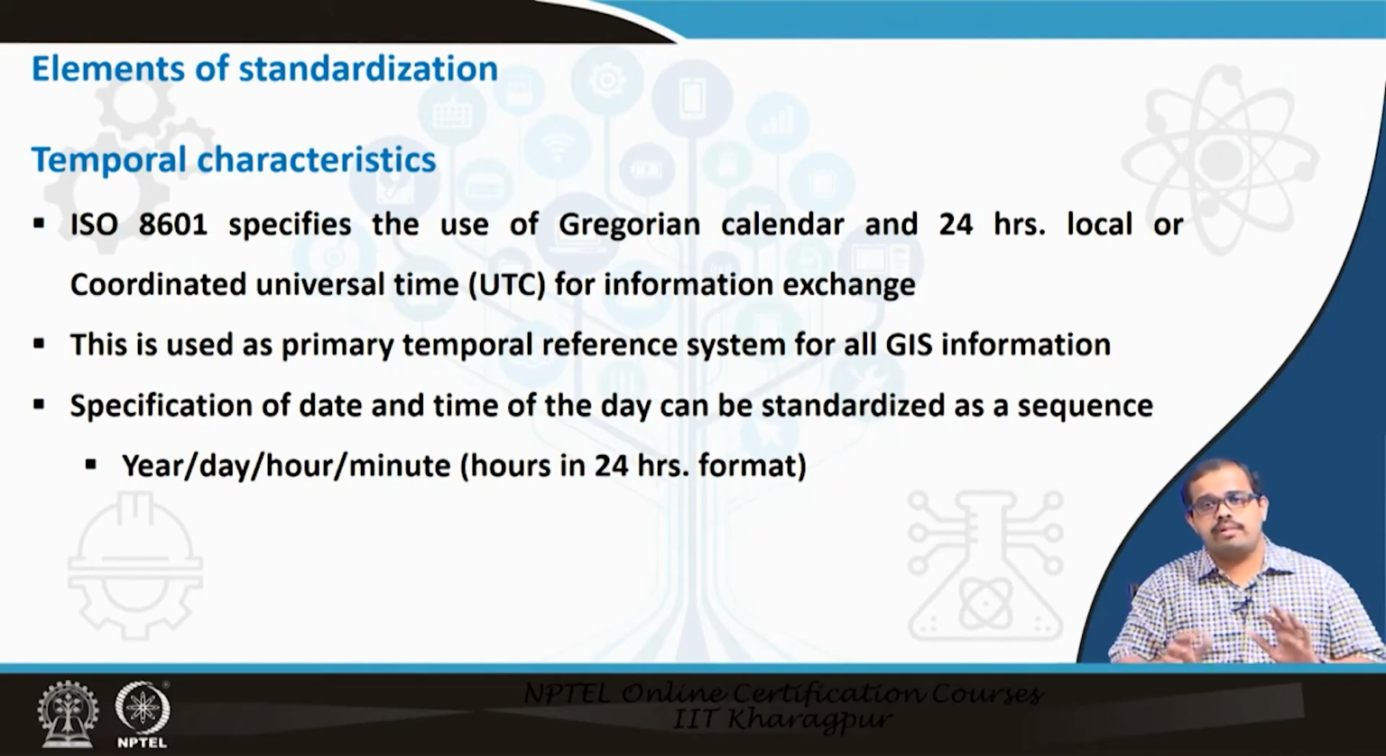So match it properly, then it will be much easier for any kind of analysis. Then the temporal characteristics. When we look at temporal characteristics, we refer to ISO 8601, which specifies the use of a particular calendar and a 24 hours local or coordinated universal time for information exchange. This is a primary temporal reference system for all GIS information systems.